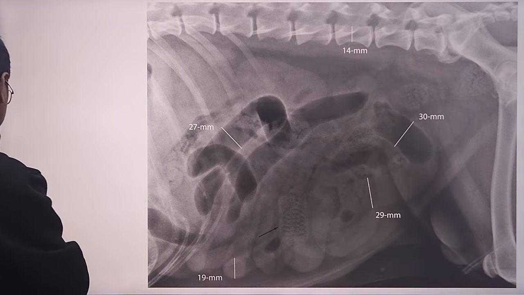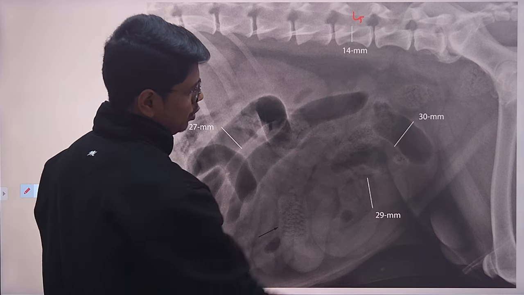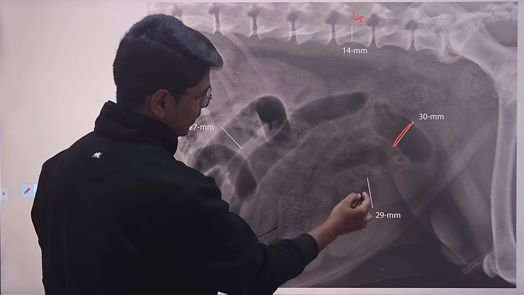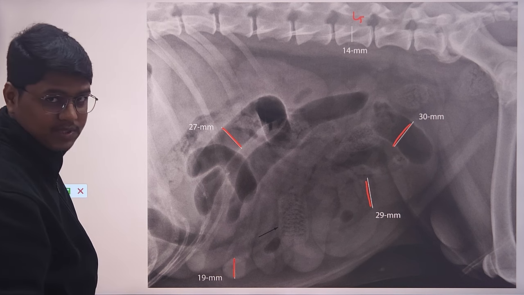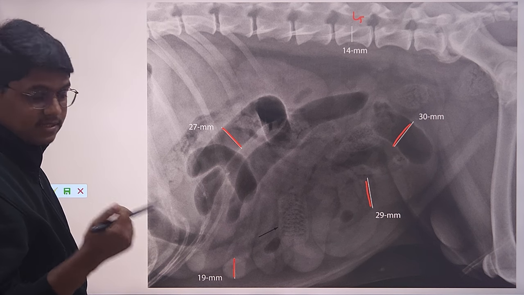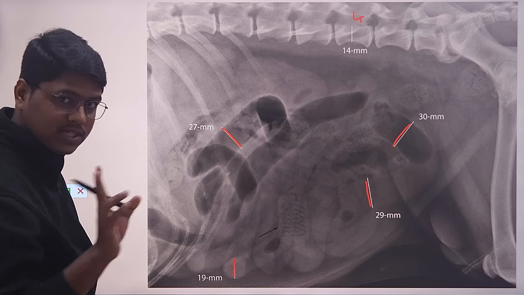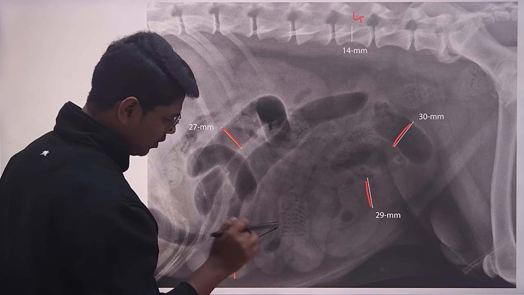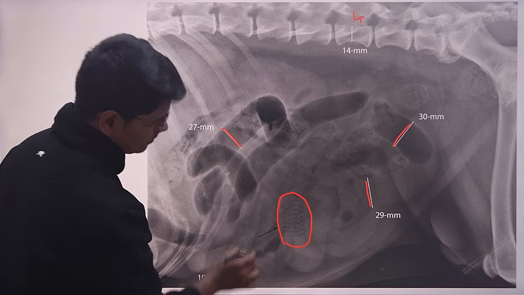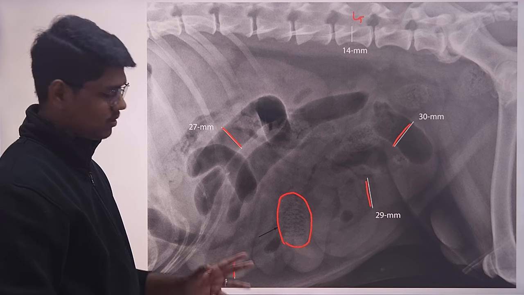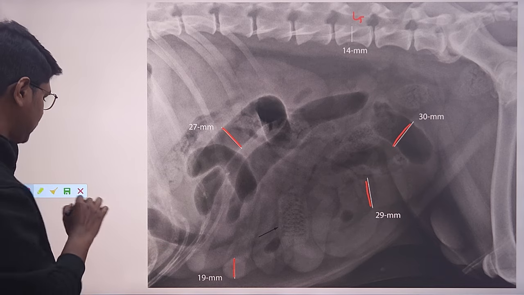See here, this is very nicely demarcated. Here this is L5, it is 14 mm. You will find dilation of 30 mm. Here is 29 mm. This is 27 mm, but you will also find normal. This is 19 mm. This is not crossing the limit of 1.6. The ratio of 19 to 14 is not more than 1.6. This is normal, two sets of intestine. And here you can also identify the foreign body. Here is the foreign body actually. This is actually a corn cob. Now you understood the second point.